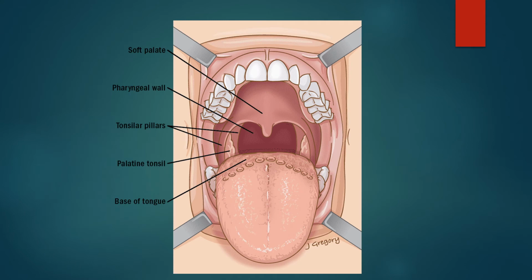This is a picture of the anatomy we will be seeing. First, we have to identify the tonsillar pillars, the anterior and the posterior pillars. They are the palatoglossus and the palatopharyngeus, respectively. Also, the space in between is the tonsillar space, and that's where our palatine tonsil is located.